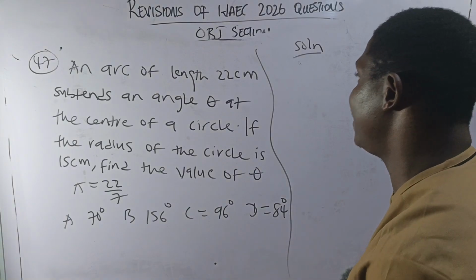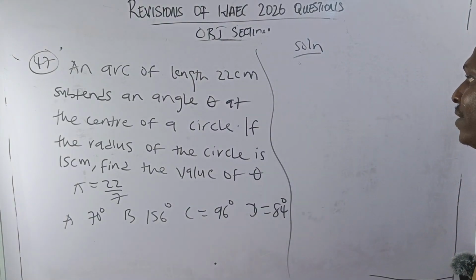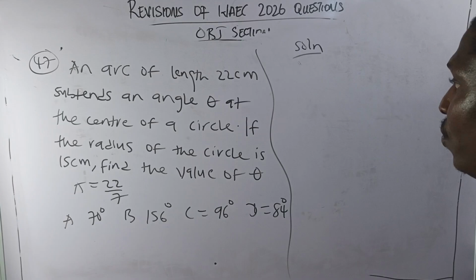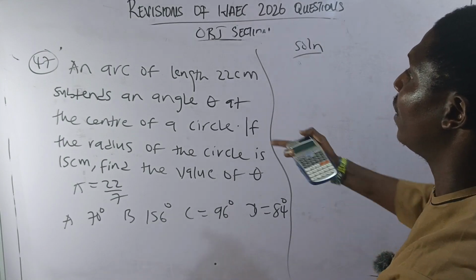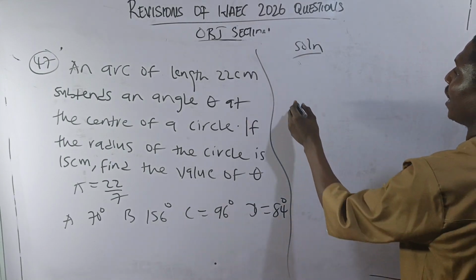We have question 47, which asks an arc of length 22 centimeters subtends an angle theta at the center of a circle. If the radius of the circle is 15 centimeters, find the value of theta. So we are looking for theta, and they mention arc length, so we are using the length of an arc.